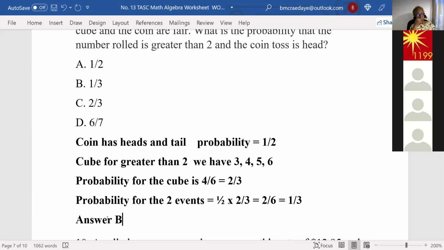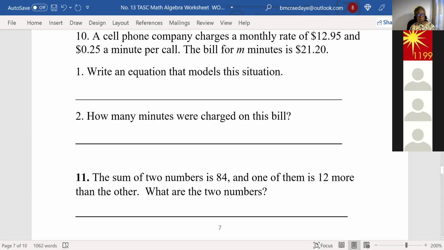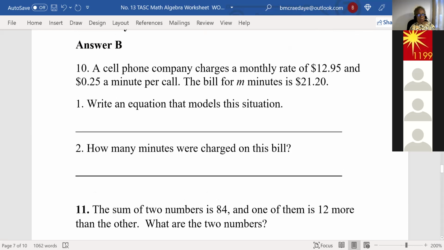So when you have two events, it's a multiplication. All right. So for the heads and tails probability, 1/2. For the cube, for greater than 2, we have the sides 3, 4, 5, and 6. So that's 4 over the total. And then when we multiply them, we have the probability that the number rolled is greater than 2 and the coin tossed is a head. So when you have combined two events, you take the product of each one. That's the multiplication. 1/2 times 2/3, 1/3. Answer B. Now we'll continue with this on Thursday.